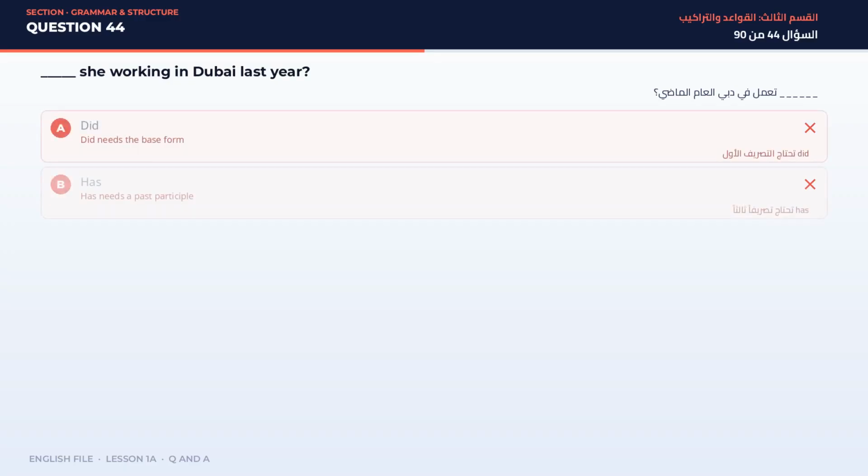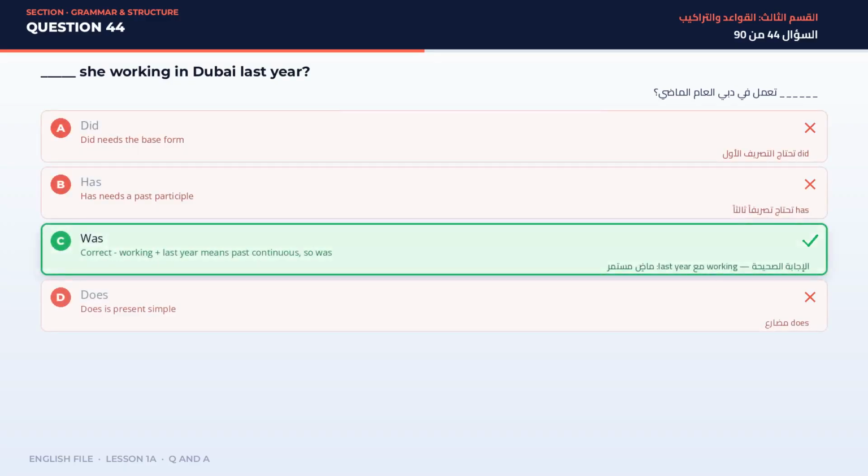Was. Working plus last year means past continuous, so was. Not A, did needs the base form. B, has needs a past participle. D, does is present simple. Question.